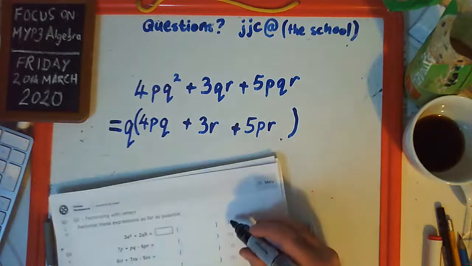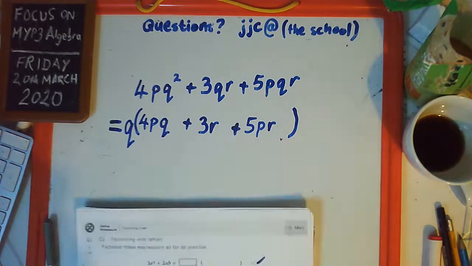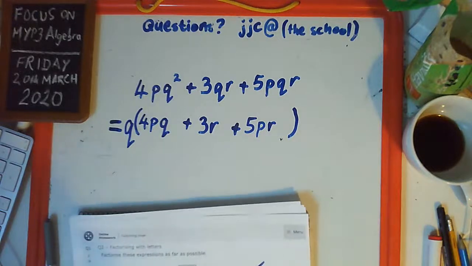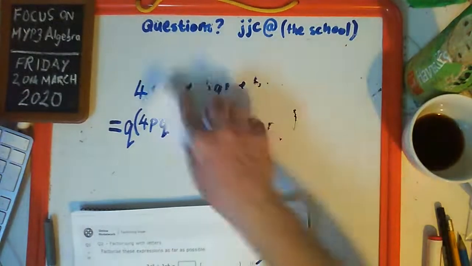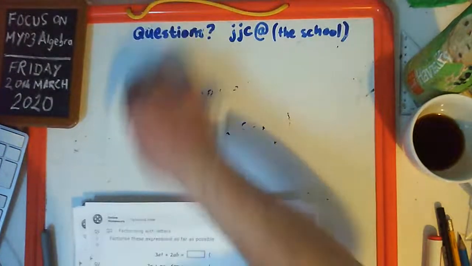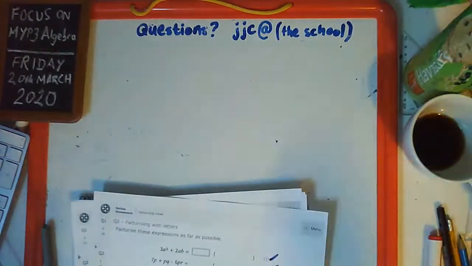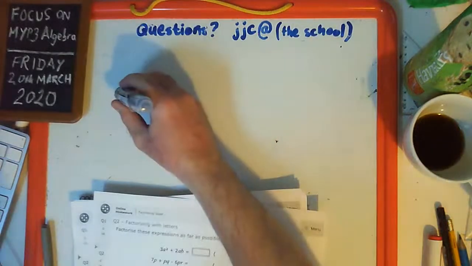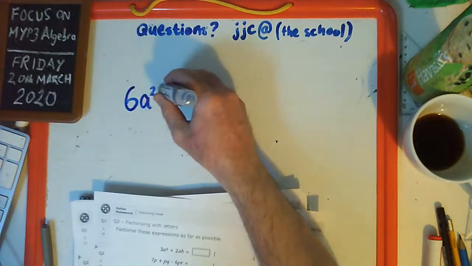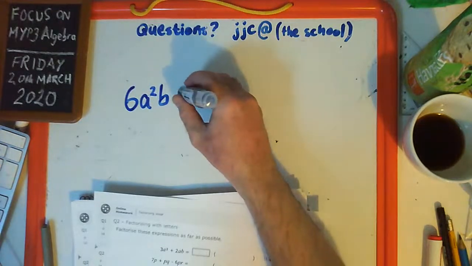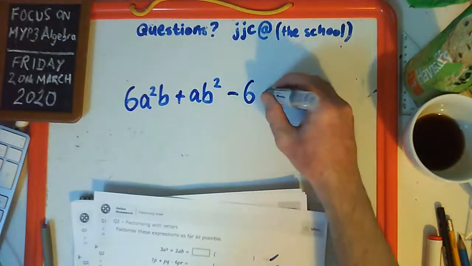Okay, that's that one. I think I need to tick these off as I do them to keep track of them. The next one's super interesting now because it's got 2 different letters that are going to come outside the brackets. So let's just see if that works. Okay, so I've got 6A squared B plus AB squared minus 6AB.